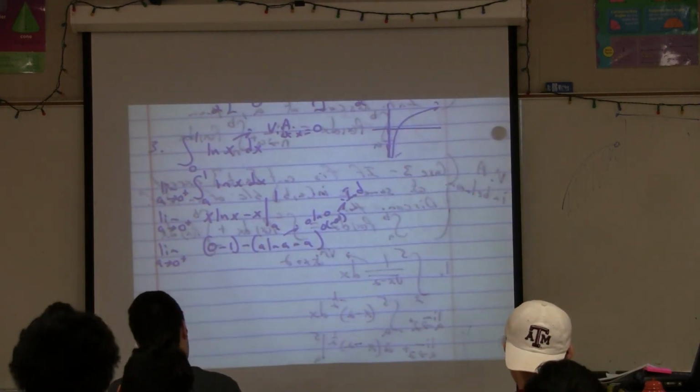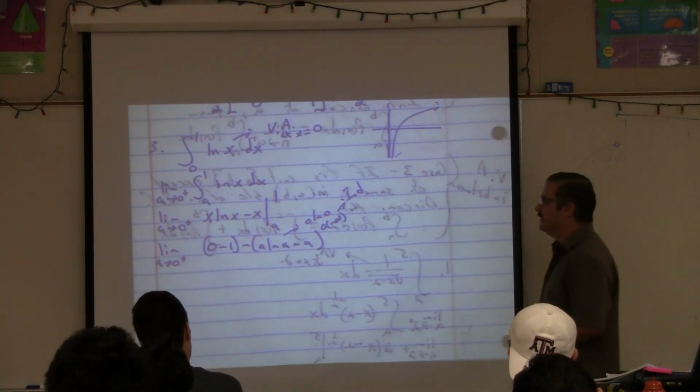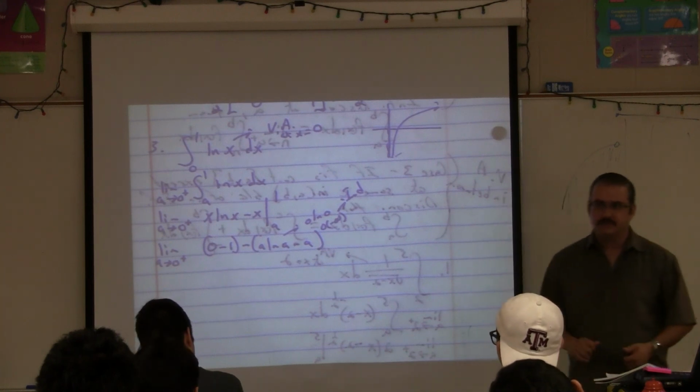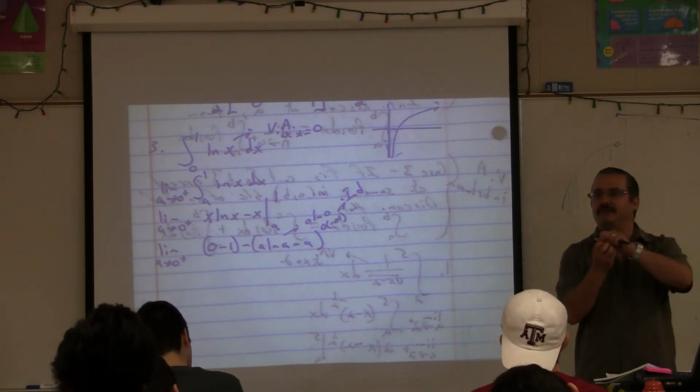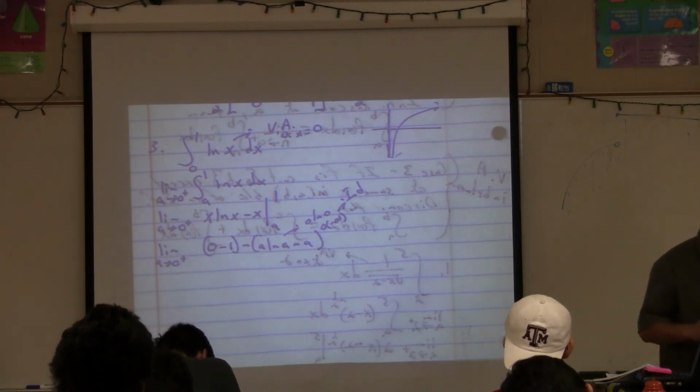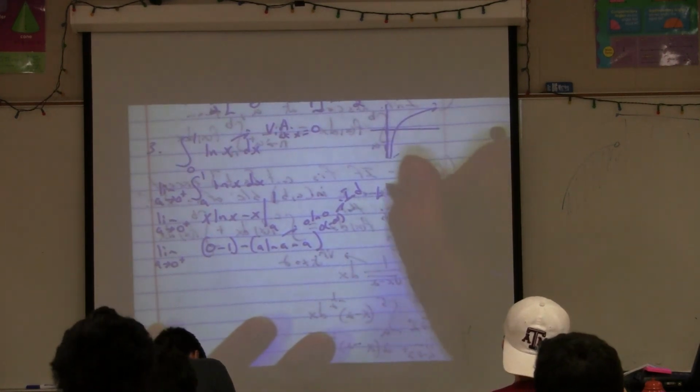So when something's in indeterminate form, remember that you can apply L'Hopital's rule. We have to rewrite it in a way where it's a fraction, and then we can apply L'Hopital's rule. So we're gonna L-hop it.